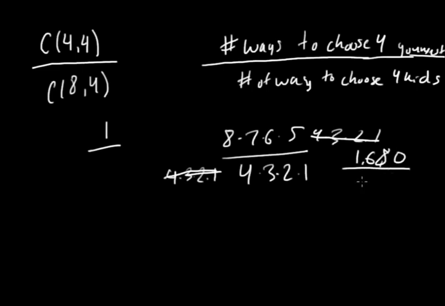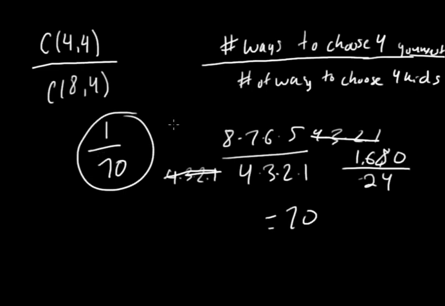And this is going to end up being 1680 over 24, and that is going to give you 70. So you know that C of 8 4 is equal to 70.